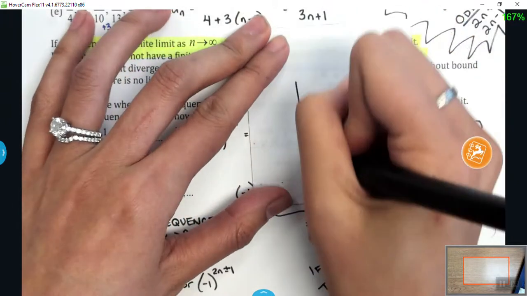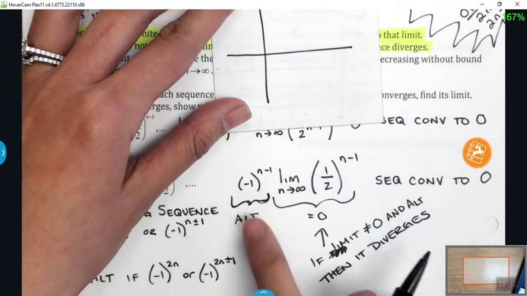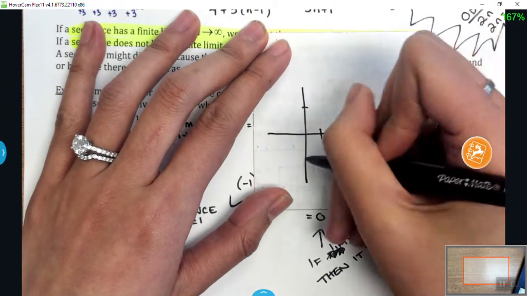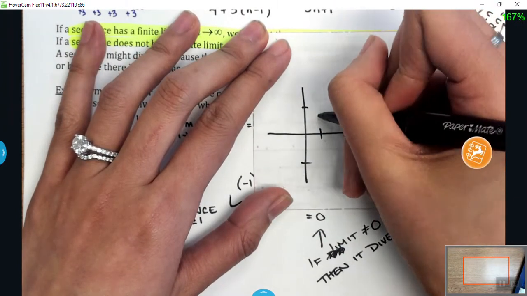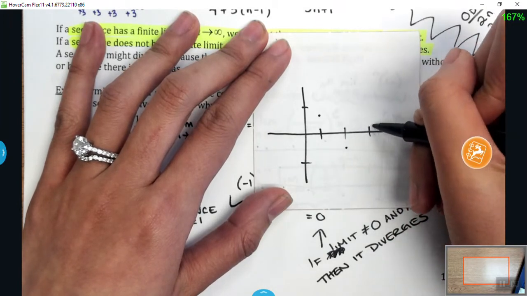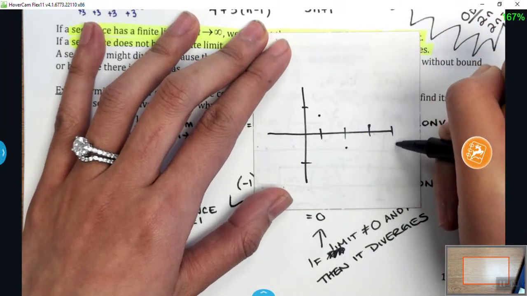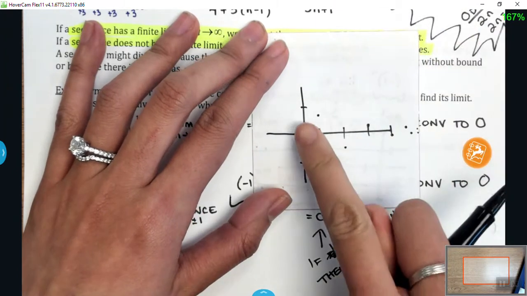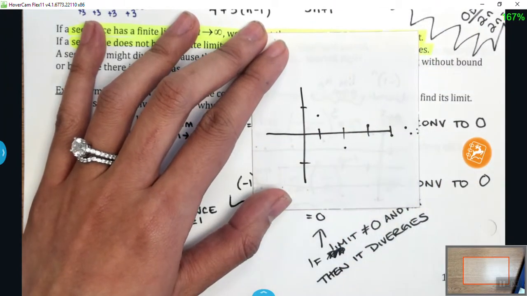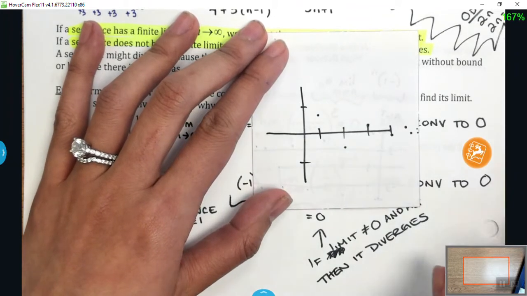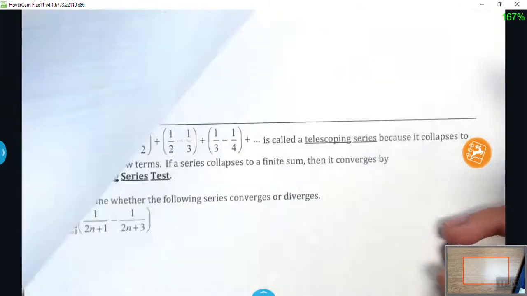But see, if it was alternating for this example and it equaled 0, you'd be up here at 1/2, and then down here at negative 1/4, positive 1/8, negative 1/16, and you would get closer and closer and closer to the x-axis, so it would end up converging. Are you with me? Okay. Excellent.